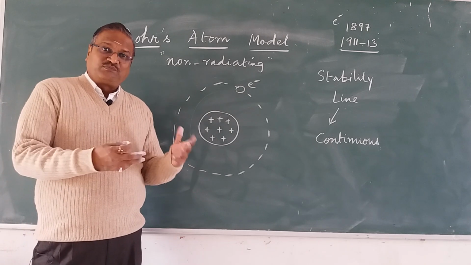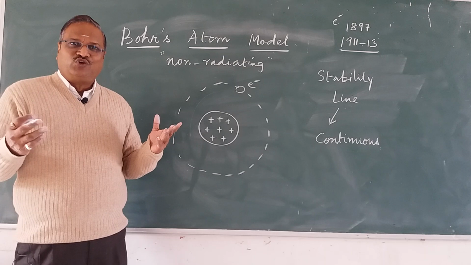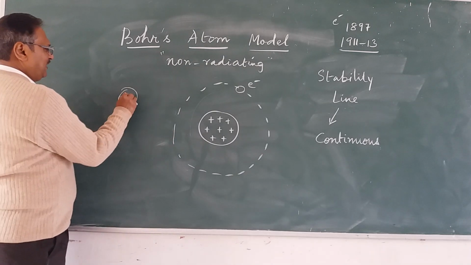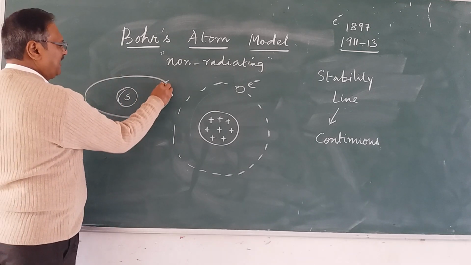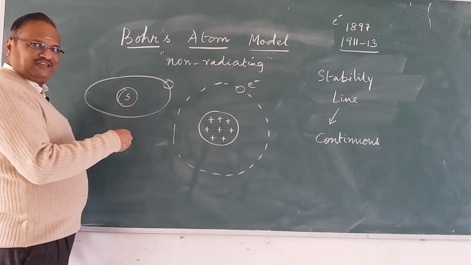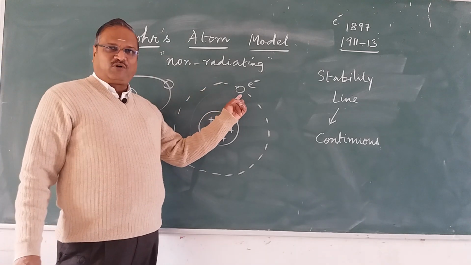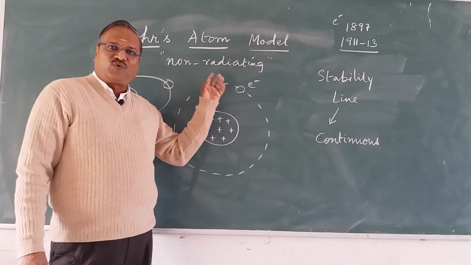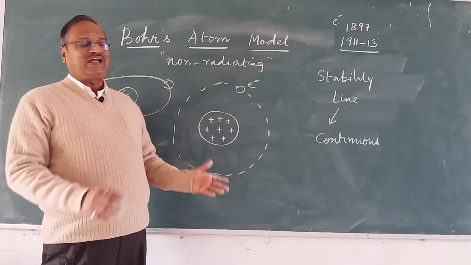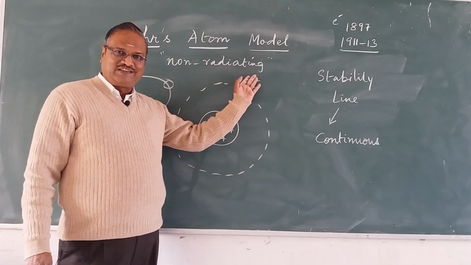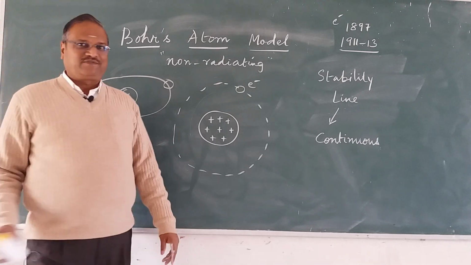Now, more precisely, you can think of a planetary model. You see, the sun is here and the earth cannot revolve anywhere as it wishes. It has to go in a particular path, in a particular orbit, and like that Bohr's atom model says the electrons revolve around in permitted orbits, and these orbits are non-radiating. We will learn more about it in the next video.